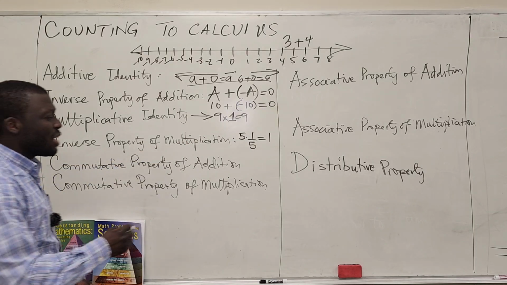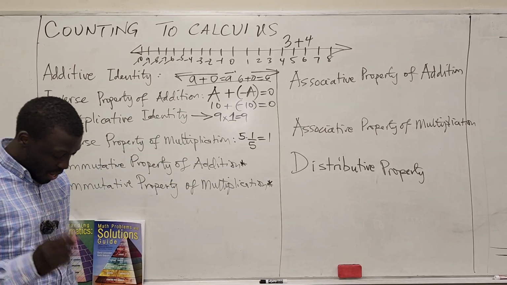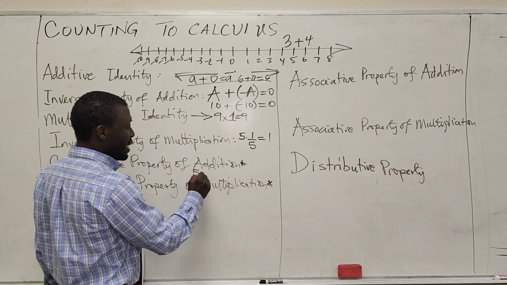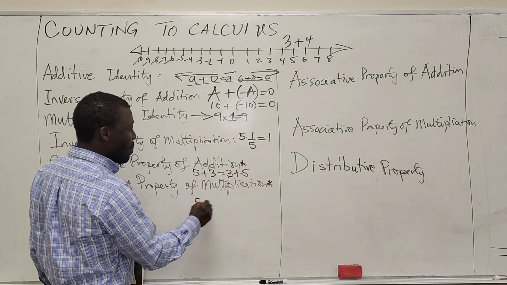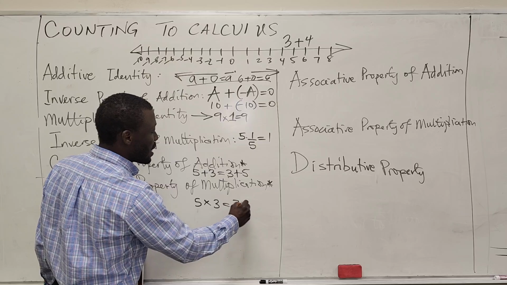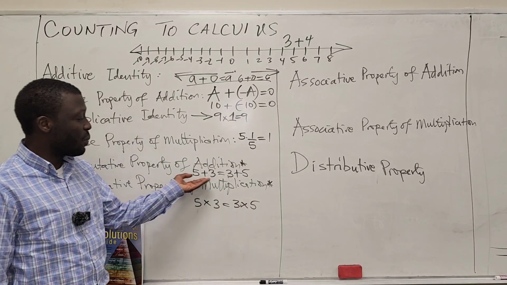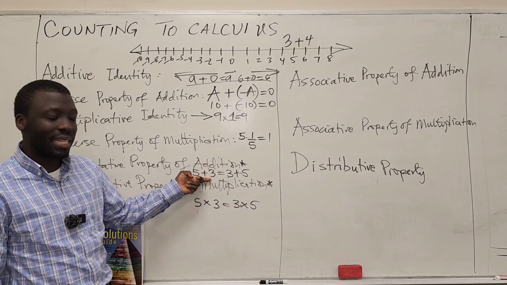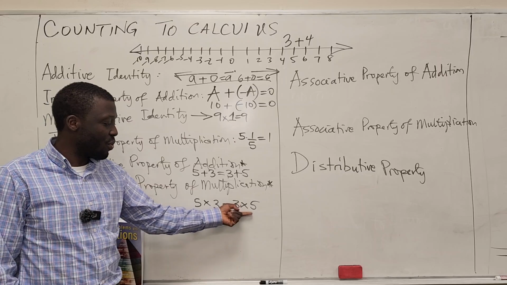How about the commutative property of addition and the commutative property of multiplication? Here's what we need to note about that. Any numbers added together will equal the same if we move them around. Any numbers multiplying will equal the same if we move them around. 5 times 3 is the same as 3 times 5. 5 plus 3 is the same as 3 plus 5. You can move them around, right? 5 plus 3 is 8. 3 plus 5 is 8. So it's the same. 5 times 3 is 15. 3 times 5 is 15.